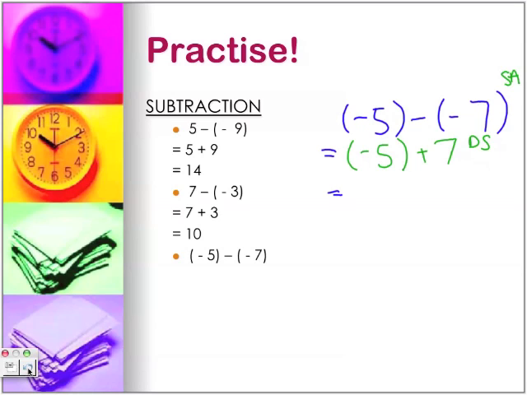So the answer is going to be a positive. Okay, so ignoring the signs, we're going to subtract. 7 minus 5 is 2. So the final answer is positive 2. Do you guys understand how to do that? Yep.